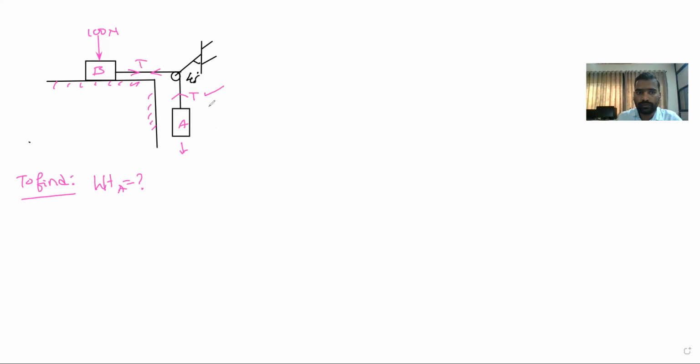Correct. So if you want to find out the weight of the block A, you should know the tension in the cable. If you want to find out the tension in the cable, you should know the reaction and frictional force at B, where the weight of the block B is acting downward. And there is a force acting in this direction. Whenever the force is acting in this direction, it means block B is moving towards the right side.